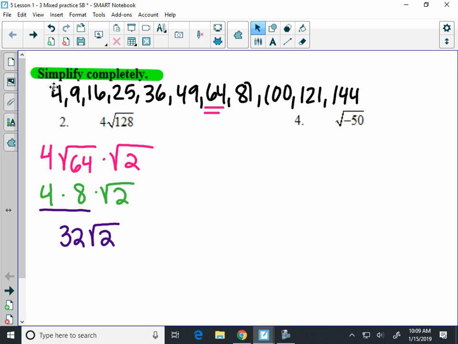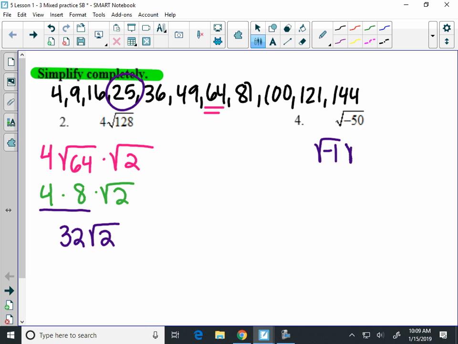Now when I look at number 4, I have a square root of negative 50. When I have a negative under the radical, I have to think about the number i, which is the square root of negative 1. So anytime you have a negative under the radical, that's one of the factors you need to pull out. Now the biggest perfect square that goes into 50 is 25.